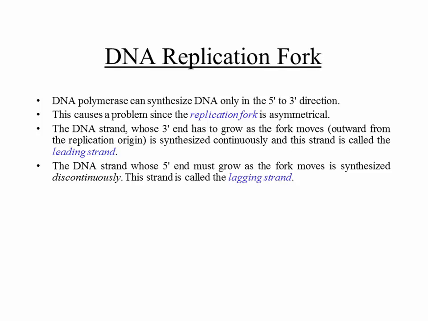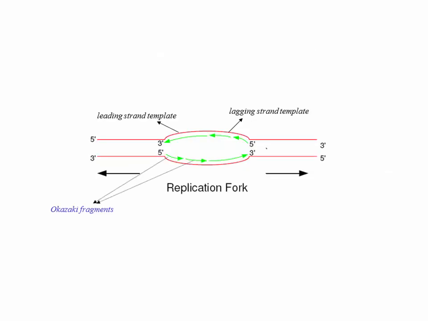Now the DNA strand whose 3 prime end has to grow as the fork moves outward from the replication origin is synthesized continuously, and this strand is called the leading strand. On the other hand, the DNA strand whose 5 prime end must grow as the fork moves is synthesized discontinuously, and this strand is called the lagging strand. That's shown on that picture that I used a few minutes ago. Any questions on this?